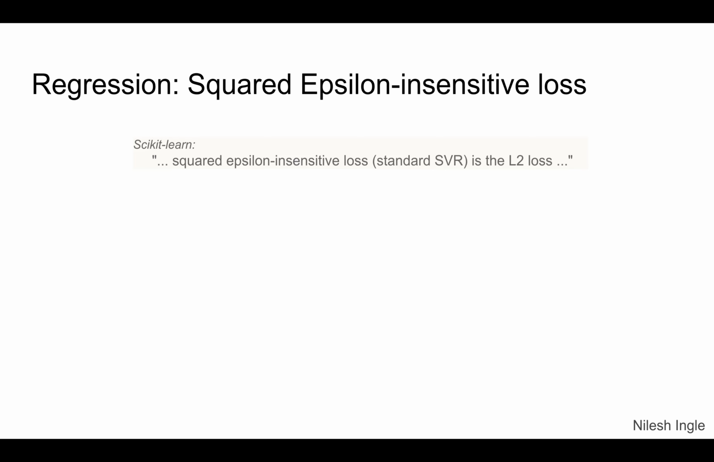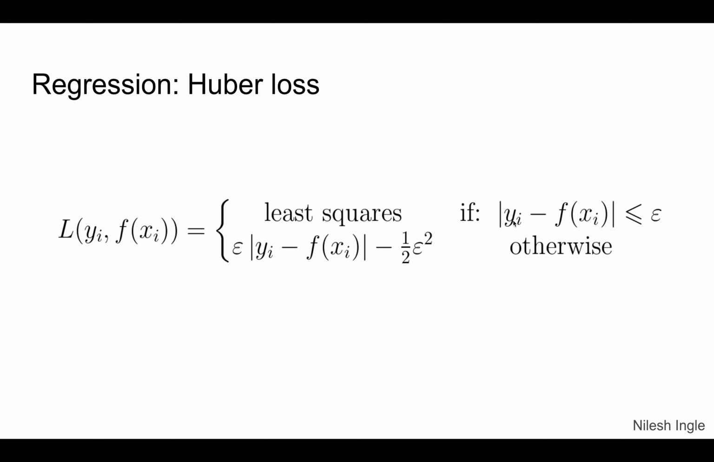The Huber loss is given by this equation, where if the absolute value of the difference between yi and f of xi is less than or equal to epsilon, then it's just the simple least squares. Otherwise, the loss is given by this equation below.